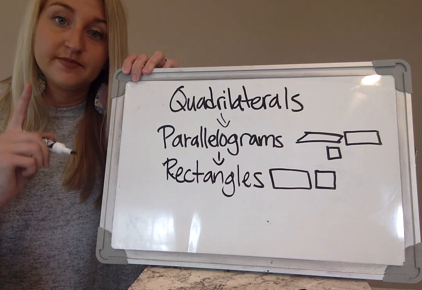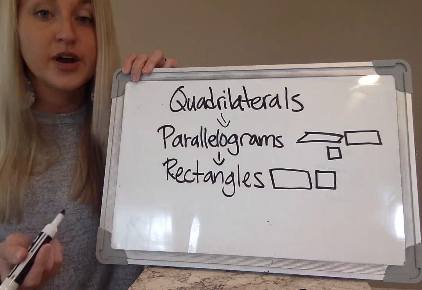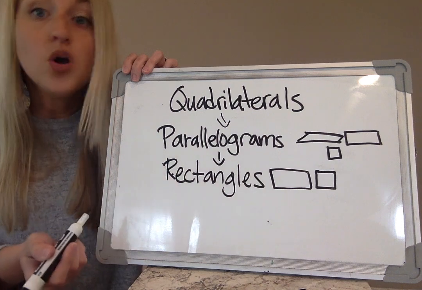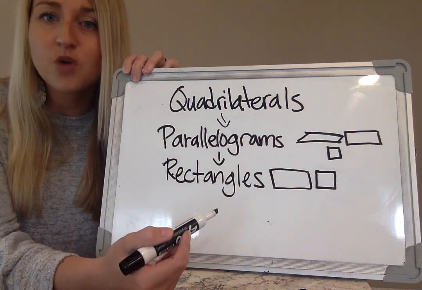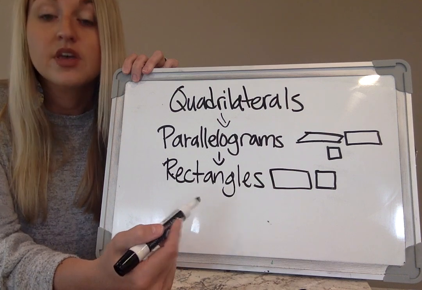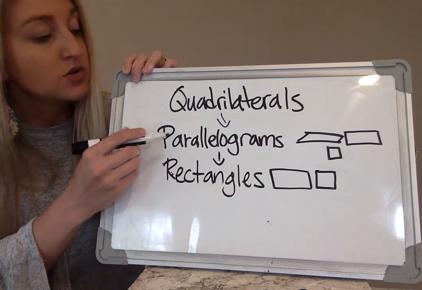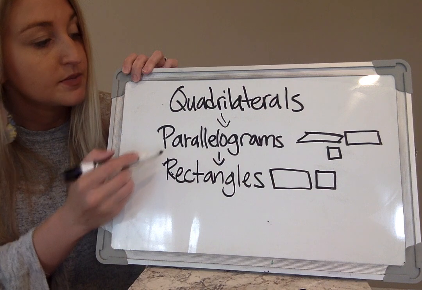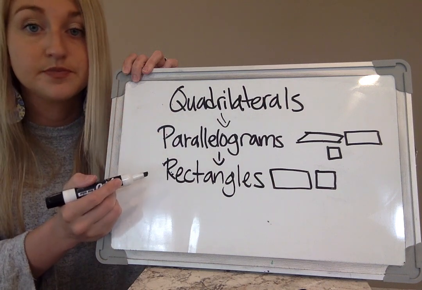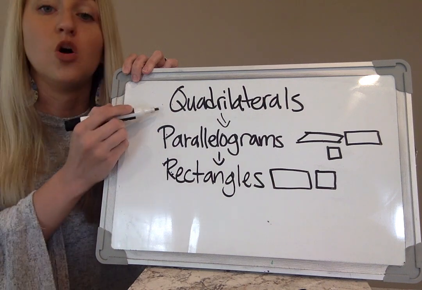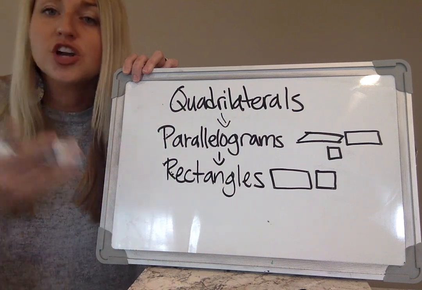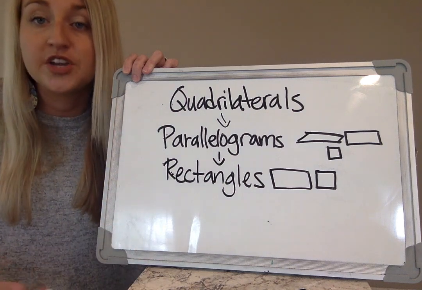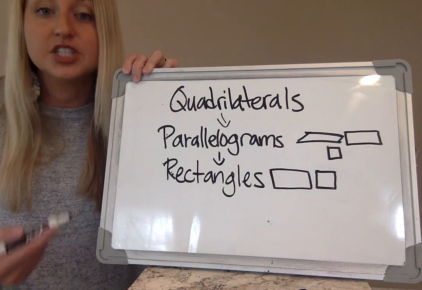But is every parallelogram a rectangle? No. We see right here with this parallelogram, does it have 4 right angles? No. Rectangles are always parallelograms, and they're also quadrilaterals. Parallelograms are always quadrilaterals, but it doesn't have to be true going down because you're adding something more specific. You're adding a certain attribute each time.